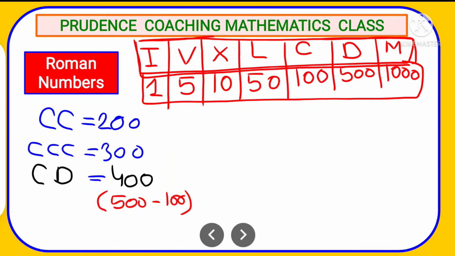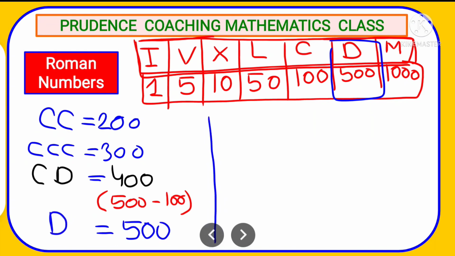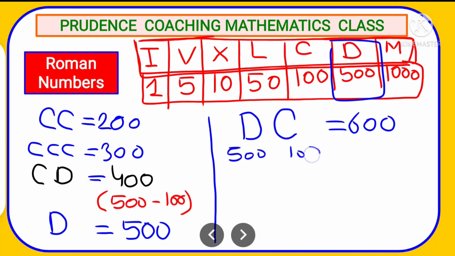So we have written 400 and we all know how we are going to write 500. In the beginning we have learned D means 500. So this is 500. Now how are you going to write 600? More than 500 is 600. We know this one is 500. 500 plus 100 is 600. Plus 100 means you need to write C on the right hand side of D. So here this one is 500 and this one is 100. As 100 is smaller and on the right hand side of 500, that means it will be added. So this one is 600.